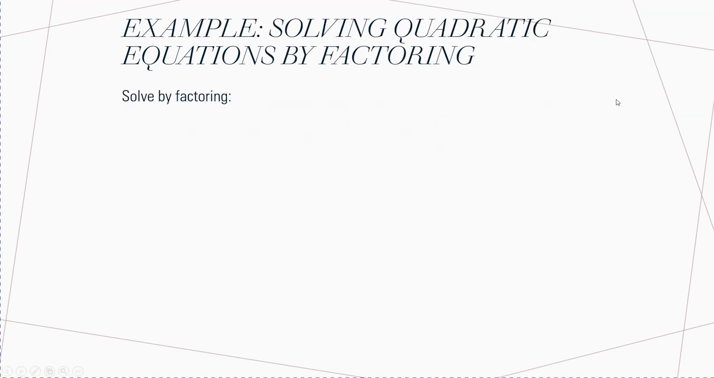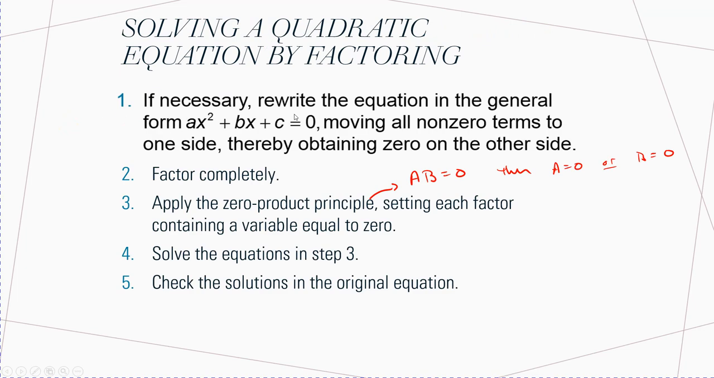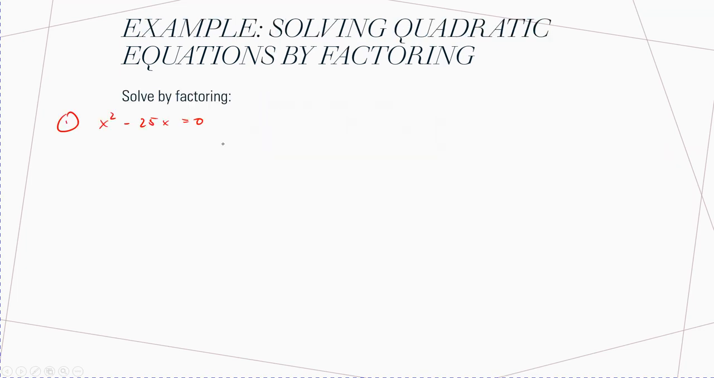Okay, so let's solve by factoring. I'll start with a very, very simple one. Let's look at x squared minus 25x is equal to 0. Notice you have it set equal to 0. Perfect. You have a squared term. We've got it in this general form right here. We're going to factor completely. And I'm sorry, make this 5, not 25. Sorry about that. x squared minus 5x is equal to 0.